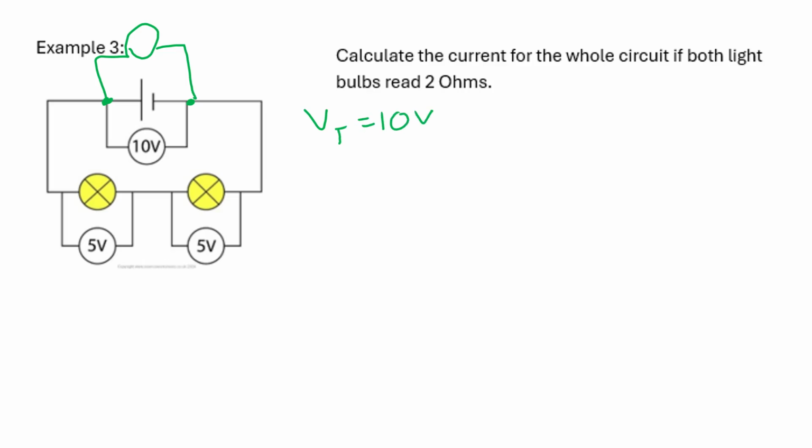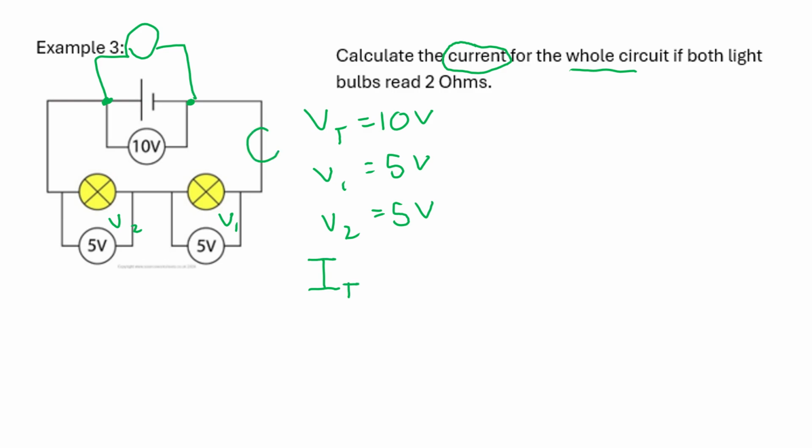I'm going to label this one V1 and V2 just because I like to do it. So V1, they told me is 5 and V2 is 5. I like to write down what is given on my piece of paper so that I have it all written down. Calculate the current for the whole circuit. So I am looking for I total, the total current in the circuit.